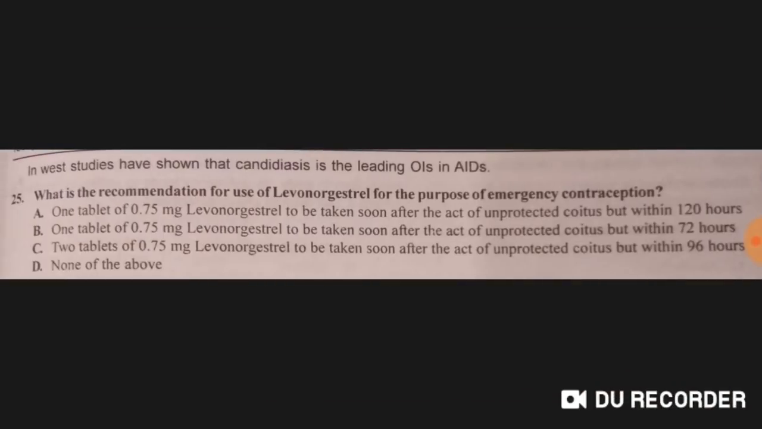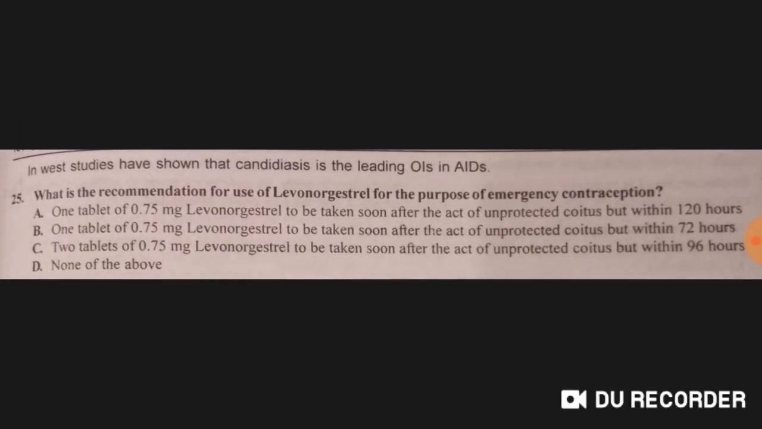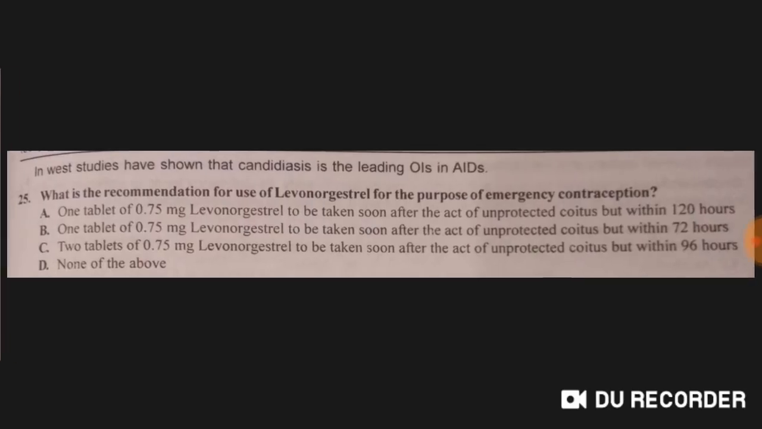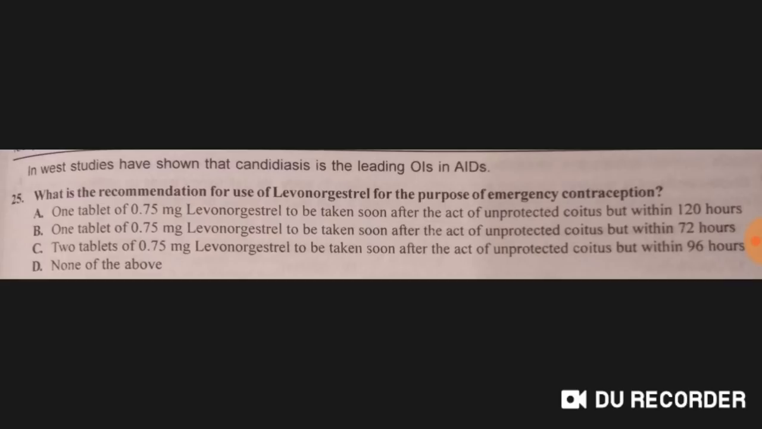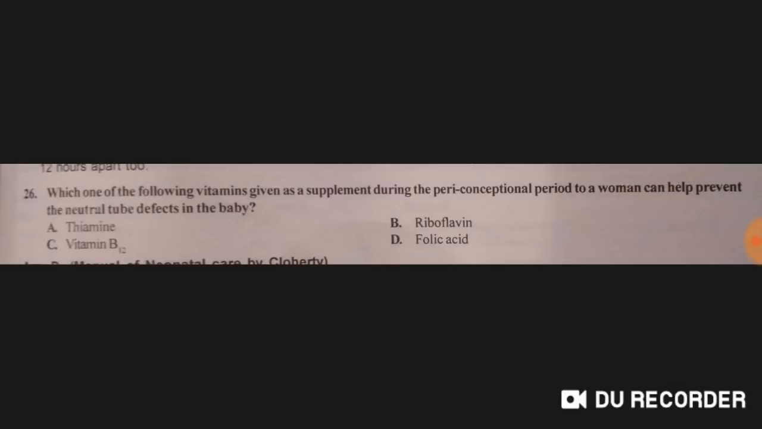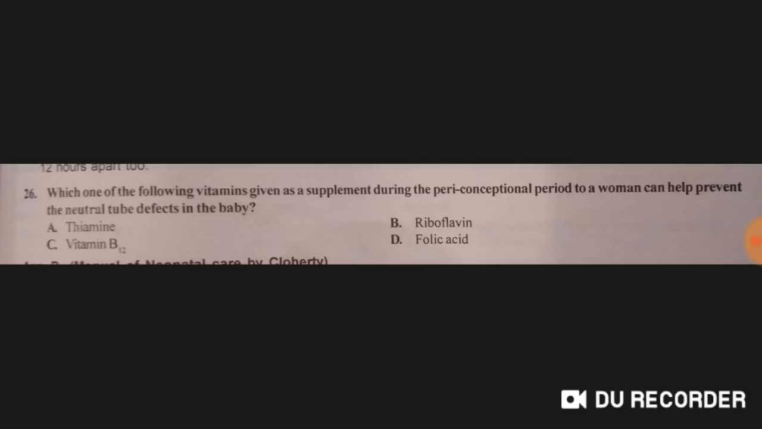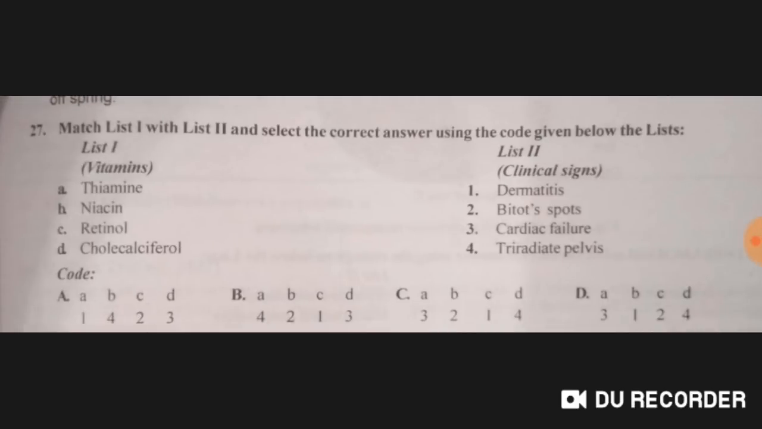Now, what is the recommendation for the use of levonorgestrel for the purpose of emergency contraception? None of the above, because 0.75 mg levonorgestrel we have to use two tablets within 120 hours. Okay. Which of the following vitamins given as a supplement during the preconceptional period of a woman can help to prevent neural tube defects in a baby? That is folic acid. D option is the right.